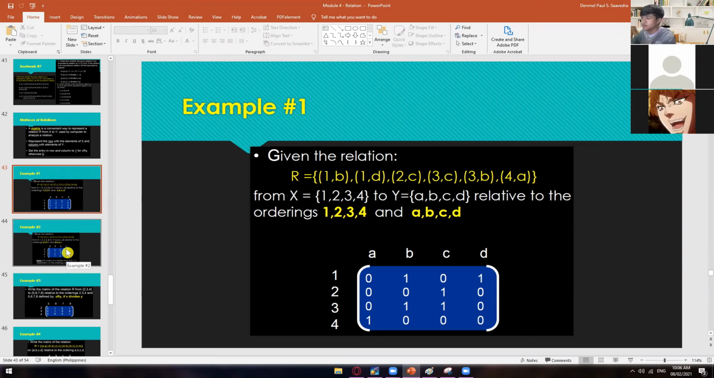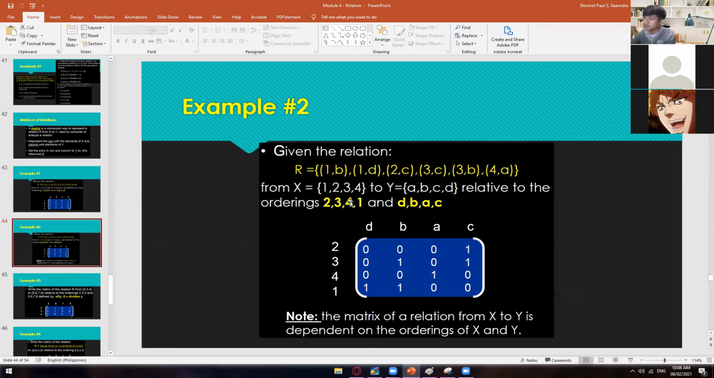All right. Next example, I have this ordered pair or relation, and we have this arrangement 1, 2, 3, 4, A, B, C, and D. But when it comes to orderings in matrices, just be wary. As you can see right here, we have 2, 3, 4, 1 for your rows, and D, B, A, C for your columns. So 2, 3, 4, 1, D, B, A, C.